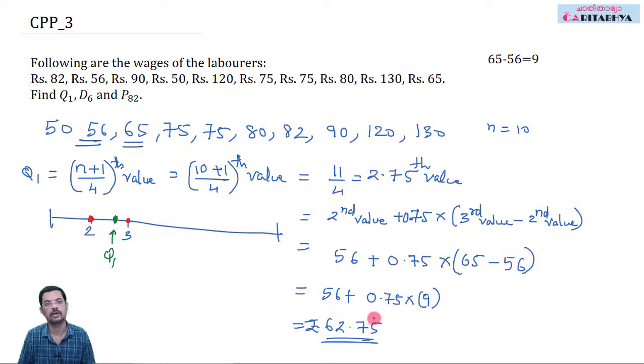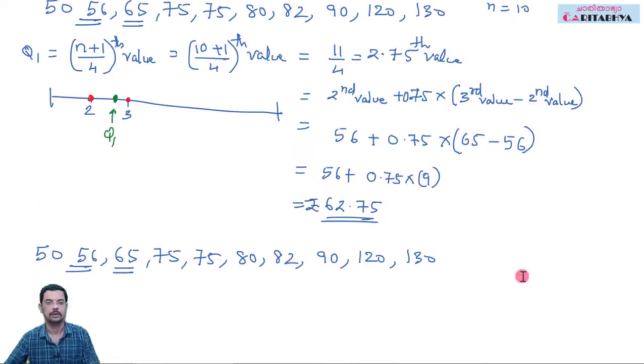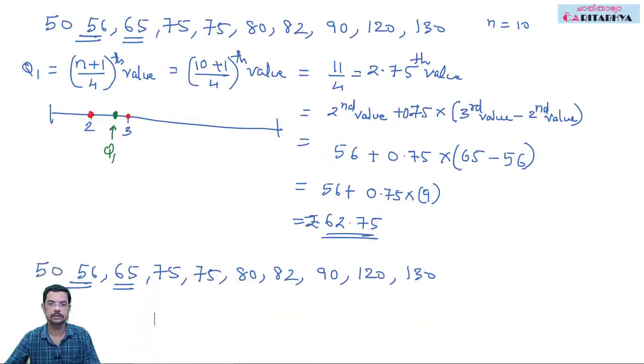So this is how we find the first quartile. In case we are asked to find the second quartile, we will take 2 into n plus 1 by 4 value, that is, multiply this by 2, and then we take the corresponding values. Let us understand that using D6. Now let us find the sixth decile.